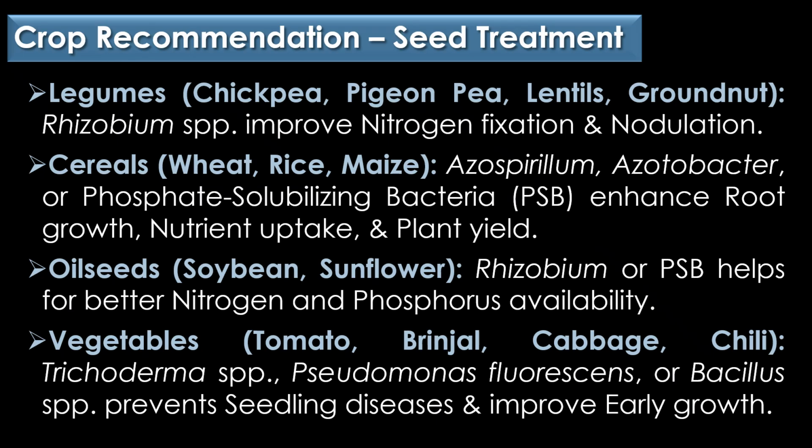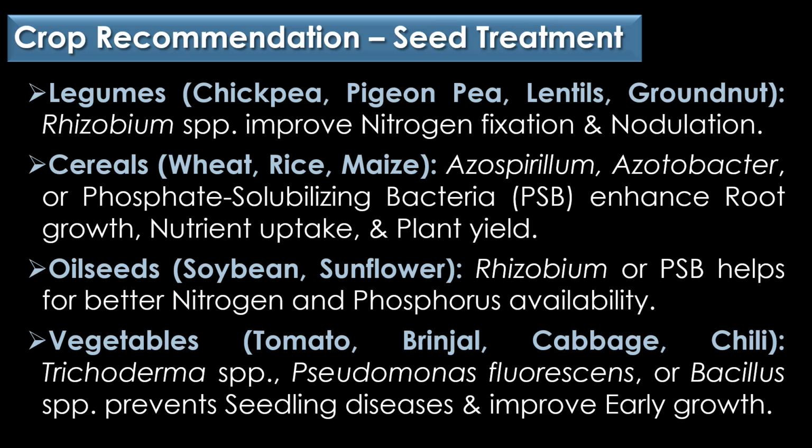Crop recommendation for seed treatment. For legumes, seed treatment with Rhizobium species helps to improve nitrogen fixation and nodulation. For cereals, the use of Azospirillum, Acetobacter or phosphate solubilizing bacteria is very helpful for seed treatment, which enhances root growth, nutrient uptake and plant yield.